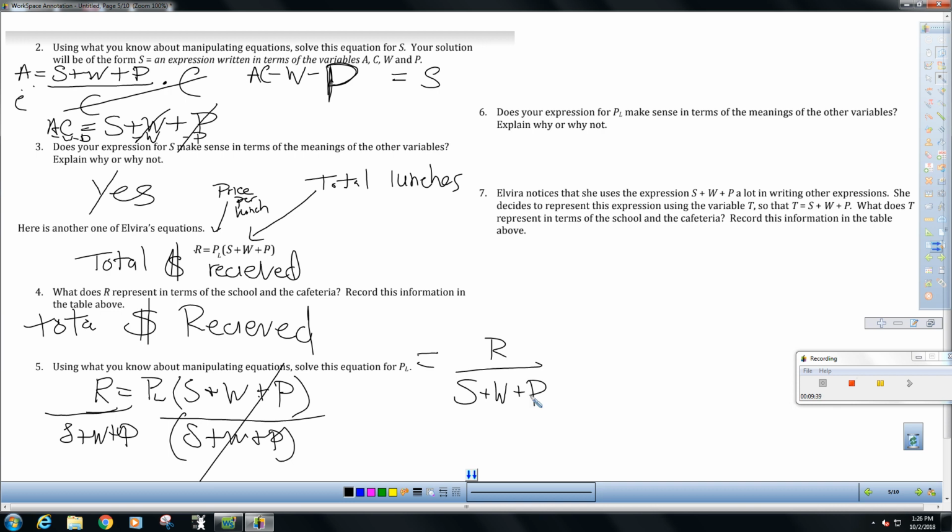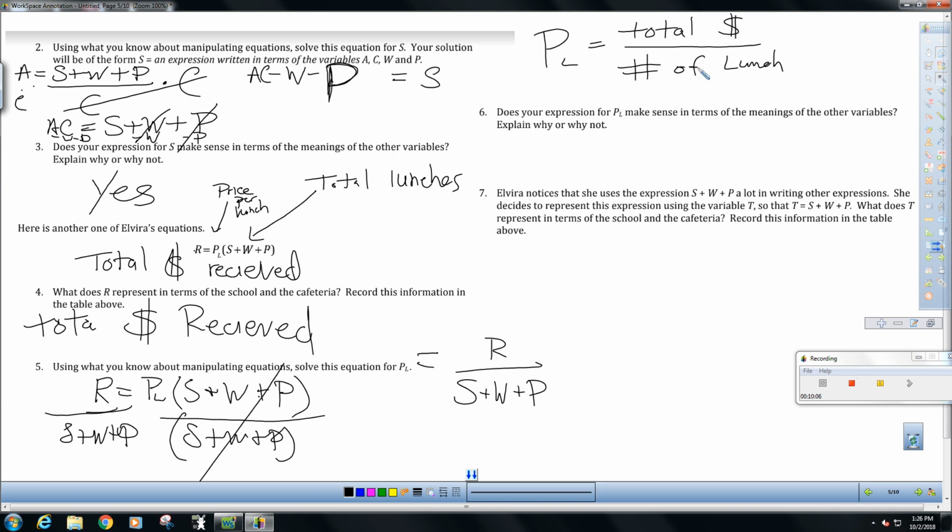Okay, so what's this saying? The price per lunch is the total cash received divided by the number of lunches, right? Shouldn't that equal the price per lunch? All right, we're in business.